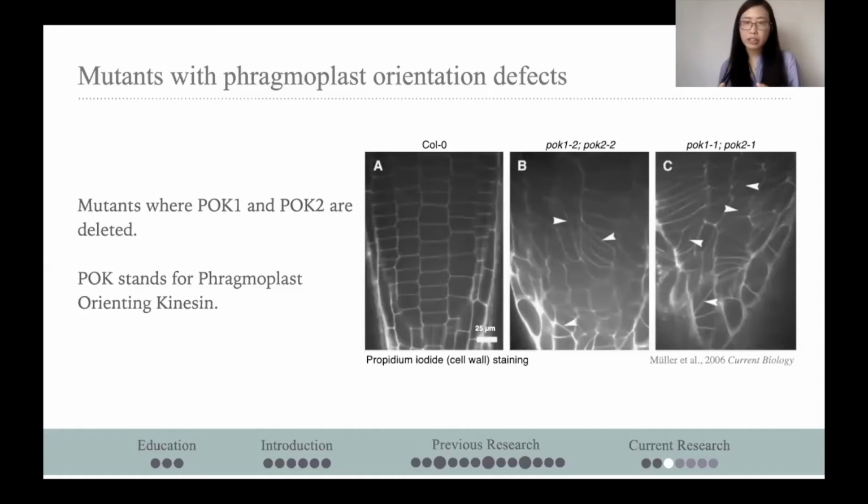In these particular pictures, we actually have mutants where POK1 and POK2 are deleted. POK stands for phragmoplast orienting kinesin, so it's also a kinesin, and like its name suggests, it helps to orient the phragmoplast.